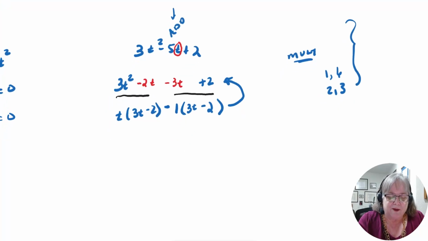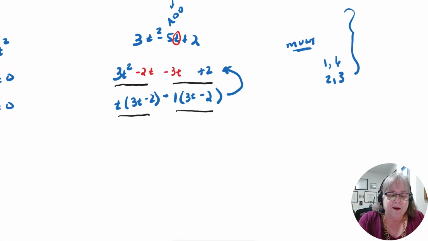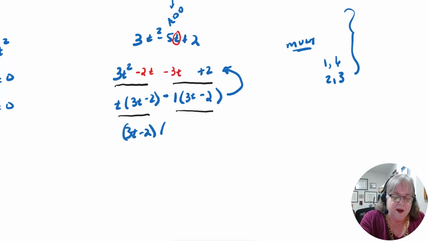Now we look at these two terms, because here's a term and there's a term with this minus in between, and go, oh my goodness, there's a 3t minus 2 in common. So we factor out this 3t minus 2. And when you factor it out of this term right here, that leaves you a t. And when you factor it out of this term right here, it leaves you the -1. Can you see it?